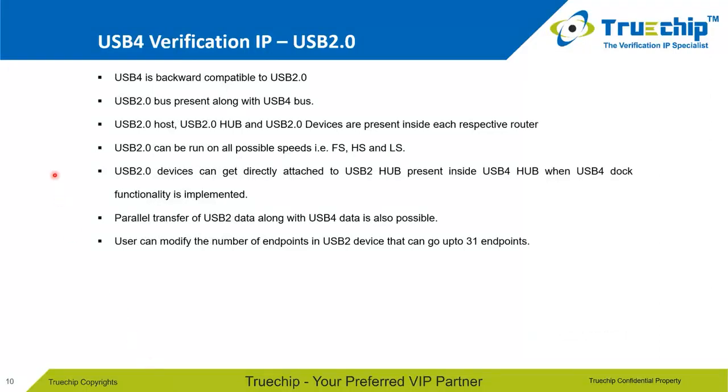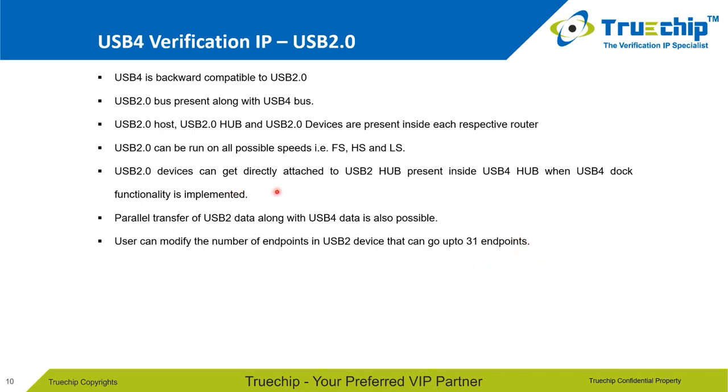Now let's look at USB 2.0 data modeling in USB4 verification IP. It is backward compatible to USB 2.0, where USB 2 traffic can be transferred over the Type-C interface that contains the DP/DM lines. The user can control the generation of a USB 2.0 host in the USB4 host router, the number of USB 2.0 hubs, and the number of USB 2.0 devices inside the USB4 device router. USB 2 can run on all possible speeds. The number of endpoints can also be controlled, where it can go up to 31 endpoints.